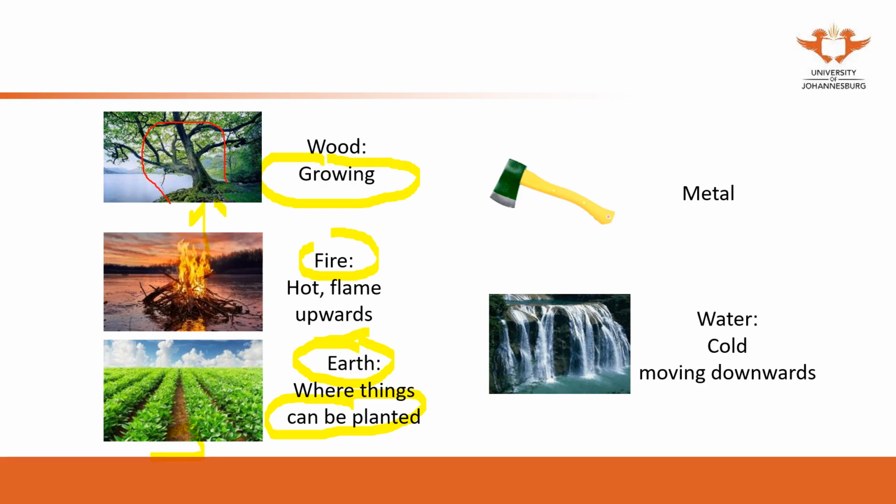For example, in our human body, the digestive system, we consider as earth, or the spleen, more specifically, the spleen and stomach, we consider as earth.